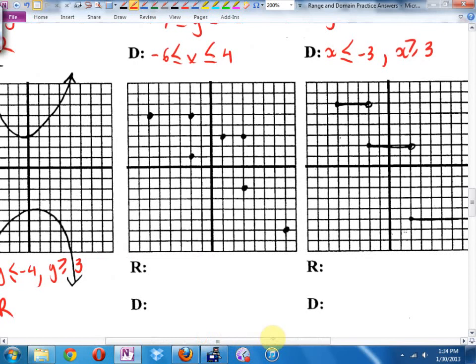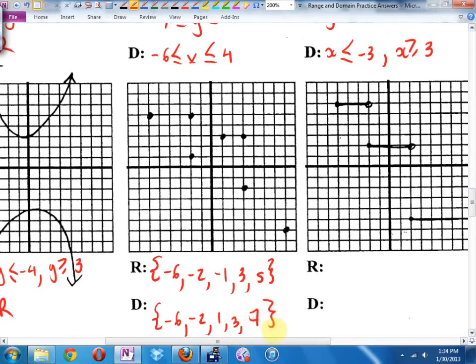Not a function. Range, -6, -2, -1, 3, and 5. Domain, -6, -2, 1, 3, and 7.